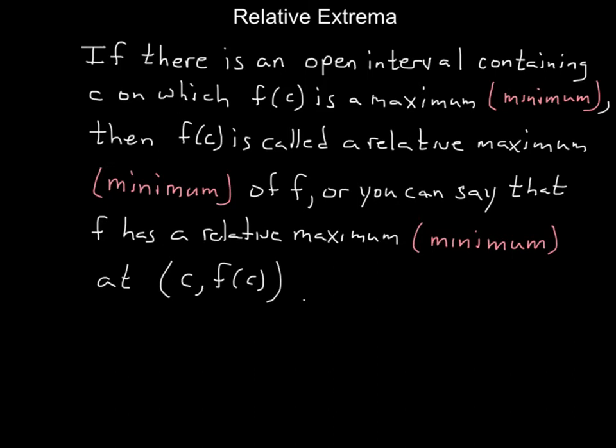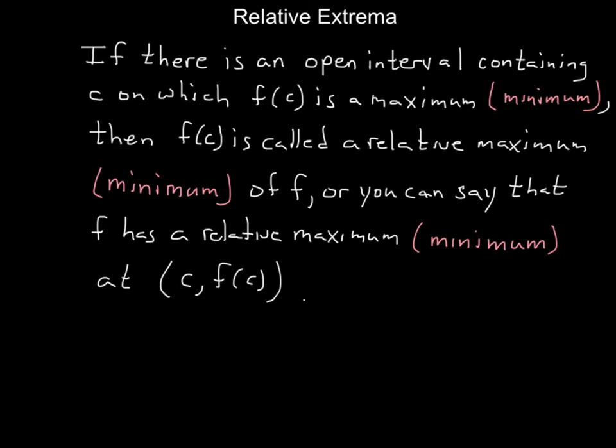And really what this means is that if we have an open interval containing C on which f of C is a maximum, or you'll notice I put in pink minimum so you can interchange maximum and minimum, where f of C is a maximum, then f of C is called a relative maximum. Now it's in this open interval that we have this. So it's an open interval which contains C. Then it's called a relative maximum of f, or you can say that f has a relative maximum at C, f of C. And again, you can replace maximum with minimum, and you get the definition of a relative minimum.